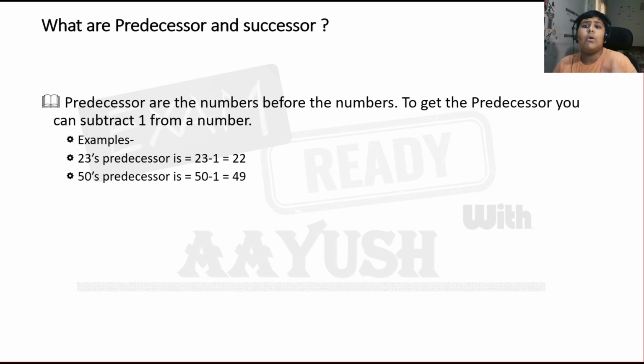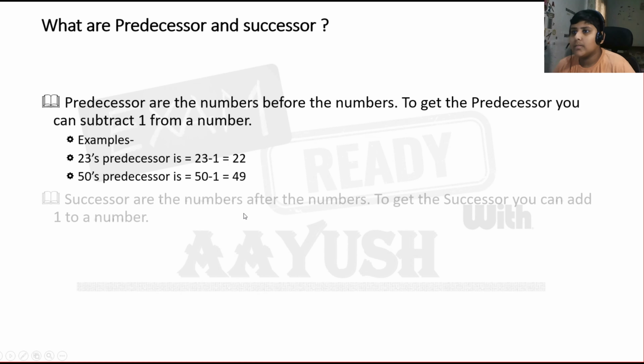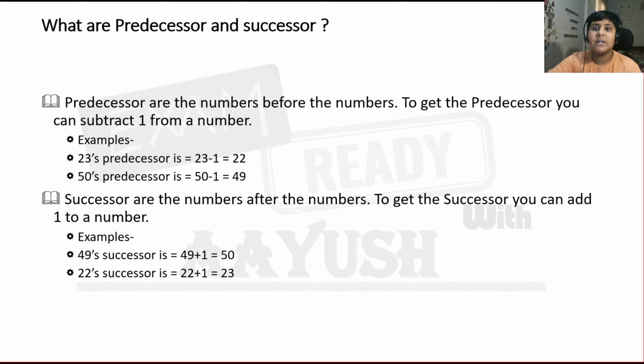Now we have discussed predecessors. Now let's move on to successors. Successors are the numbers which just come after the number. To get the successor, you can add 1 to the number. Like 49 plus 1 is equal to 50. So here 50 is the successor of the number 49. So you can remember successor like this: you were born after your parents, so you are the successor of them. In mathematics, successor is the same. Like 41 is the successor of 40. So here 40 was the actual number and 41 was the successor.